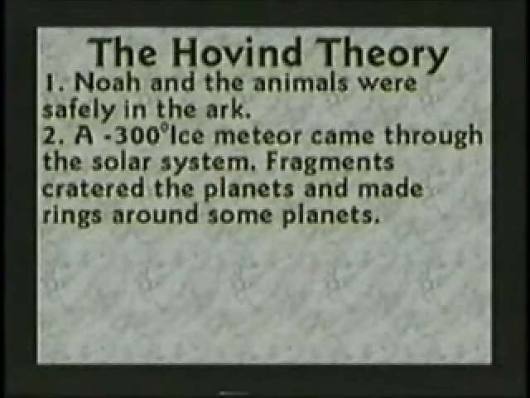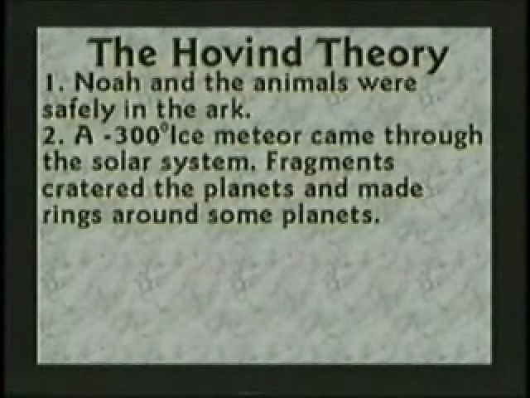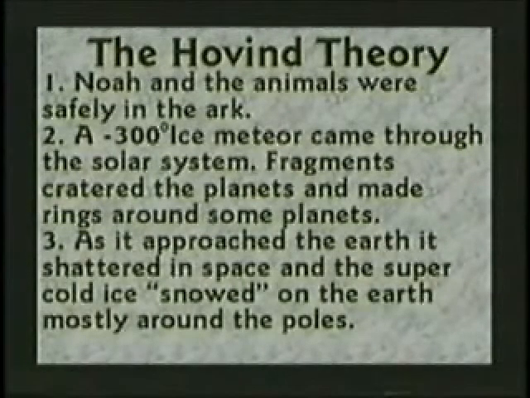I think a 300 below zero Fahrenheit ice meteor came flying through the solar system and began to break apart. Fragments of this meteor hit the planets and caused the craters on the moon and other planets, and a bunch of it came and made the rings around the other planets. Saturn, Uranus, and Neptune all have ice rings around them, and some of the fragments of this meteor hit the Earth, landing on mostly the North and South Pole, freezing the mammoths standing up.